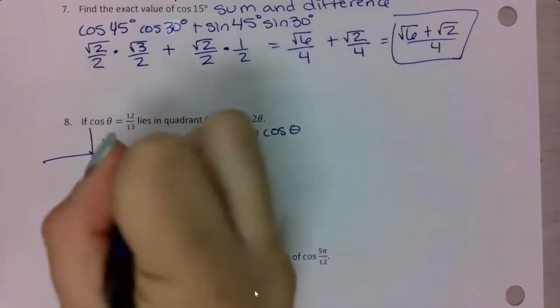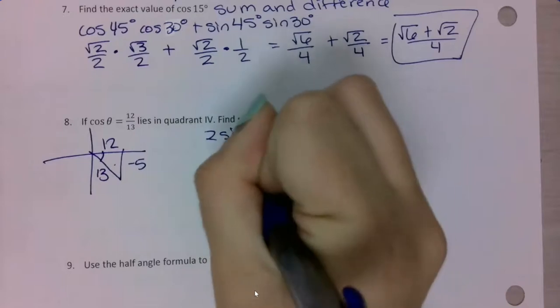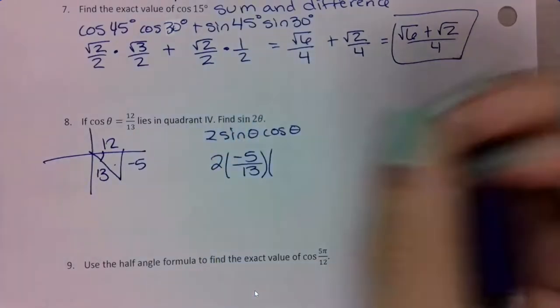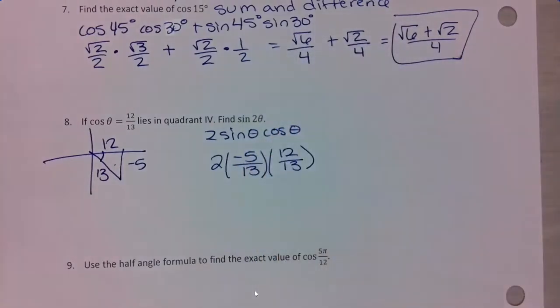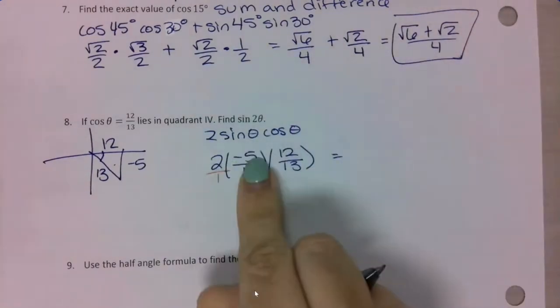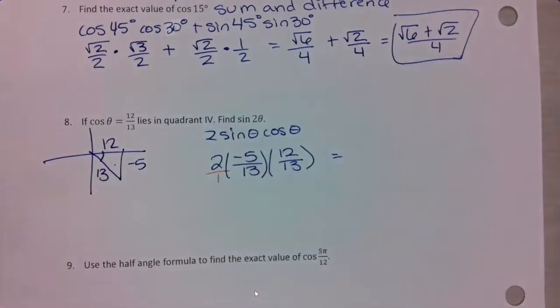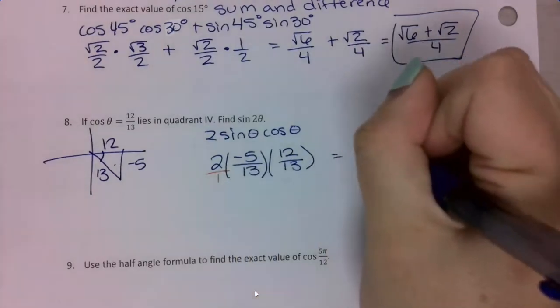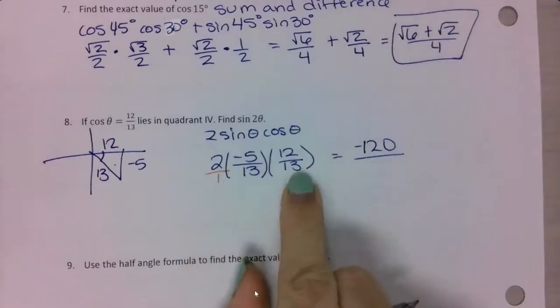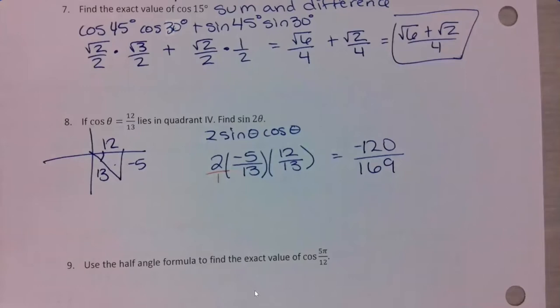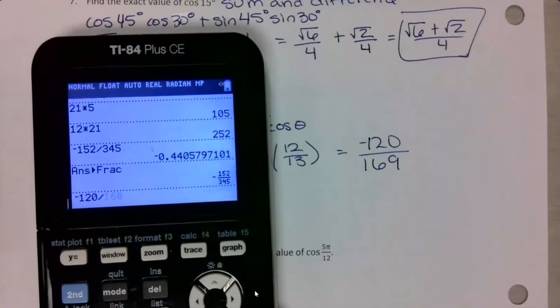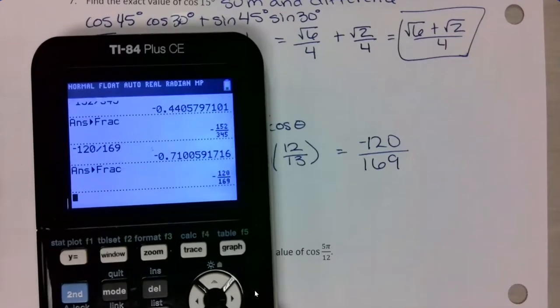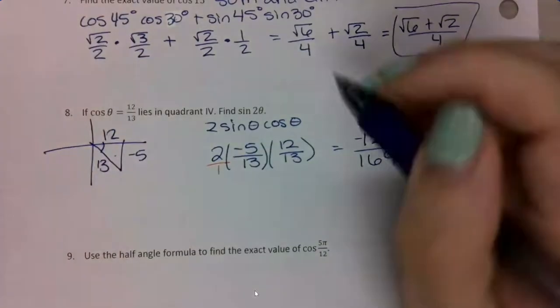Sine is opposite over hypotenuse, so negative 5 over 13. Cosine is adjacent over hypotenuse, and it was also given to me in this problem. It's 12 over 13. I want to multiply all of these straight across. Remember, this 2 is over a secret 1. So 2 times negative 5 is negative 10, times 12 is negative 120. 1 times 13 times 13 is 169. So then I just want to check to see if this simplifies. It does not. So that is my final answer here.